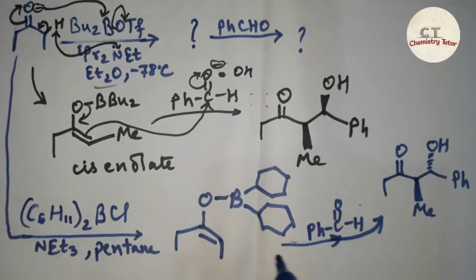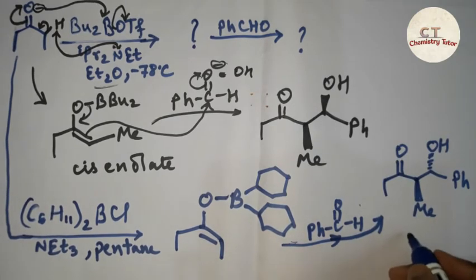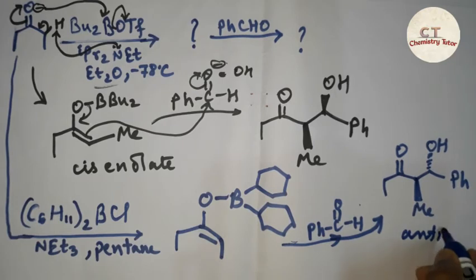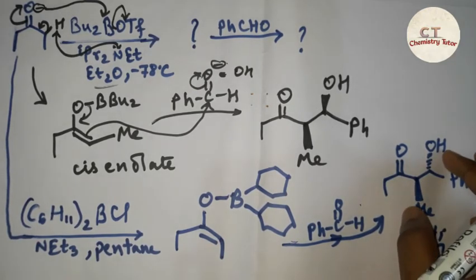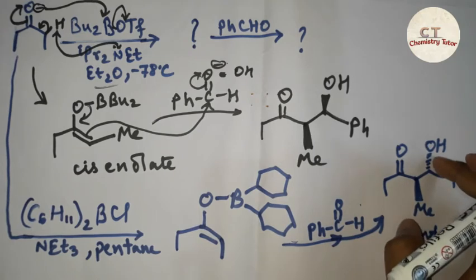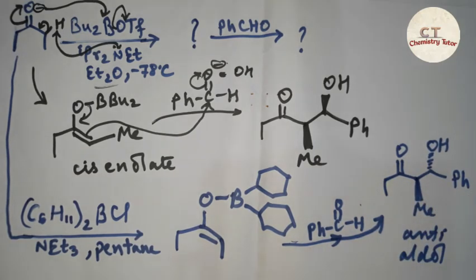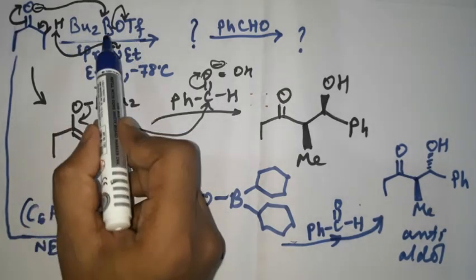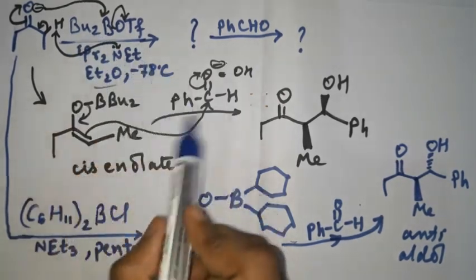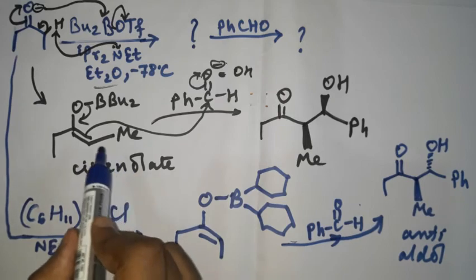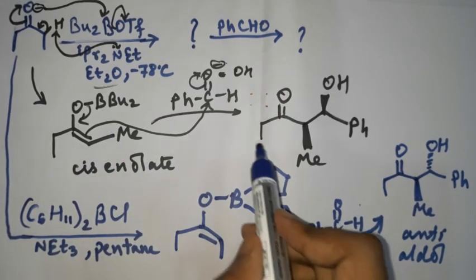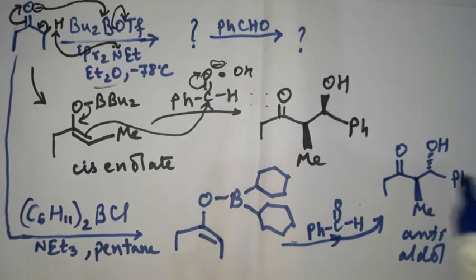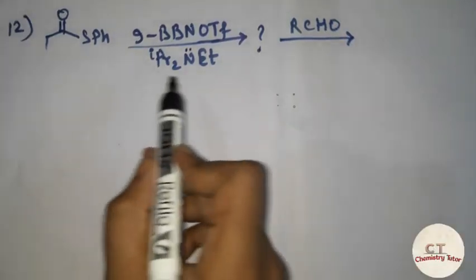Thus we are going to get our final product as anti-aldol. That is, one group will be above, the other will be below, or you can put this group above or this one below. But remember, in most cases, whenever a boron reagent is given, it gives the cis enolate, and so we are getting a syn aldol reaction. Let's move on to another example.